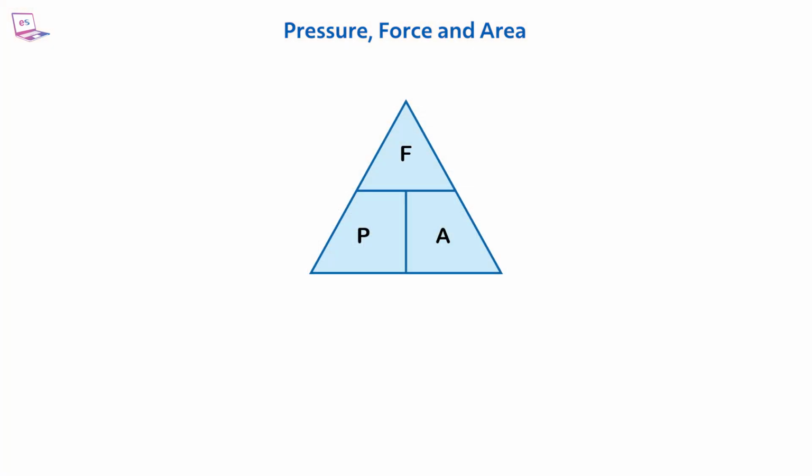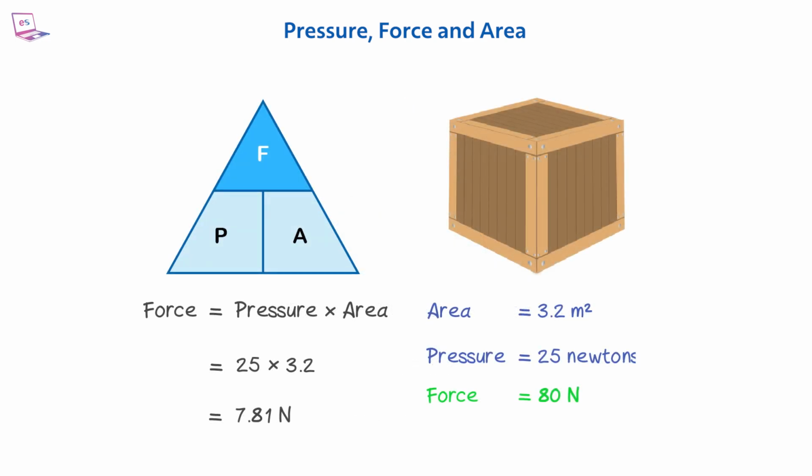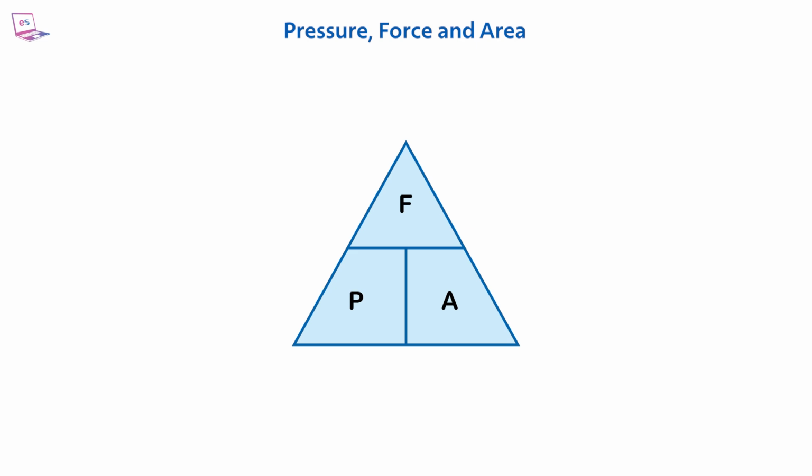Let's use the formula triangle. To find the formula to calculate force, cover F in the triangle. What do you see? It is P times A. That is, you need to multiply pressure by area to find force. Let's substitute the values in the formula. The force equals 25 times 3.2, which equals 80 newtons. The force exerted by the crate on the ground is 80 newtons. We used the formula triangle to find area and force.